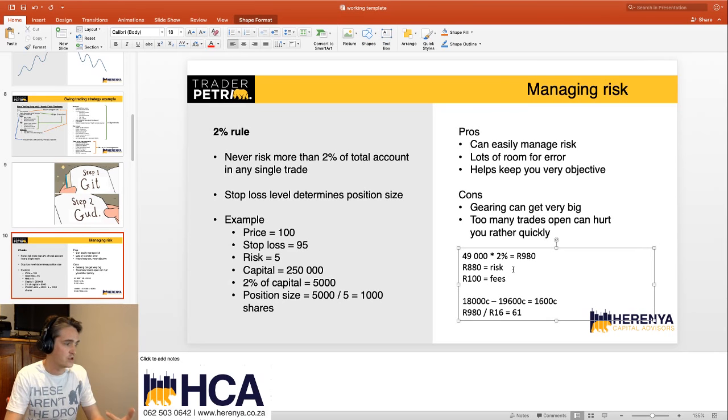Rands worth of risk on share price movement. But we're only taking 880 Rands worth of share price risk, right? The other 100 Rand, we're paying that. That's fees, 50 Rand in, 50 Rand out. So we have to adjust this to 880 divided by 16, which now gives us 55 shares.